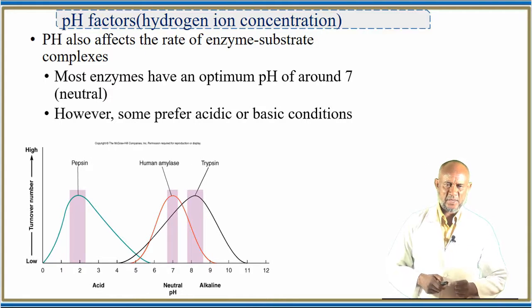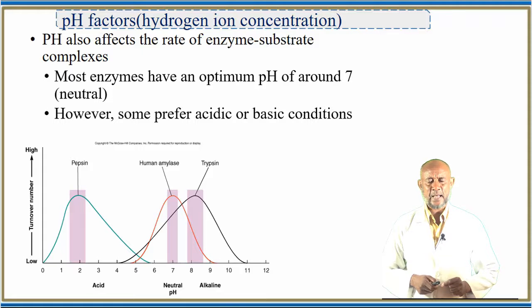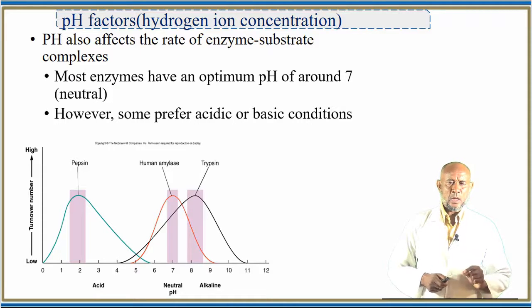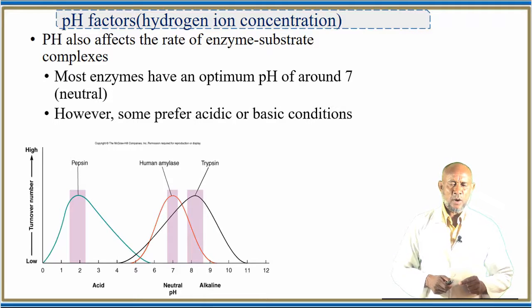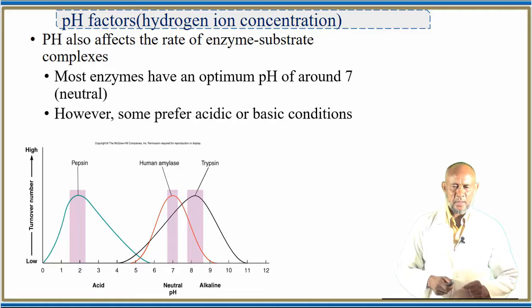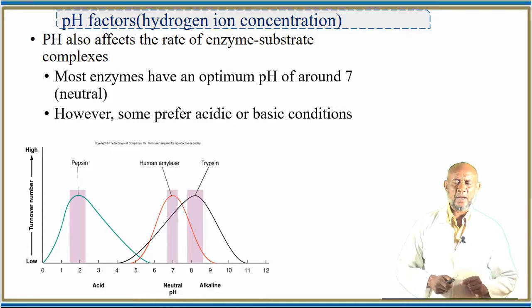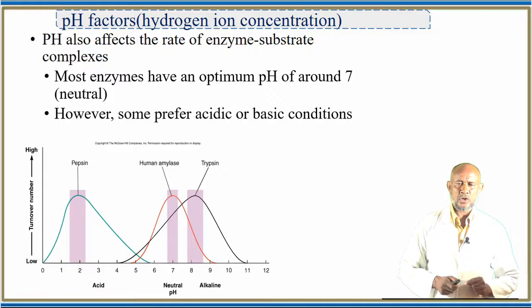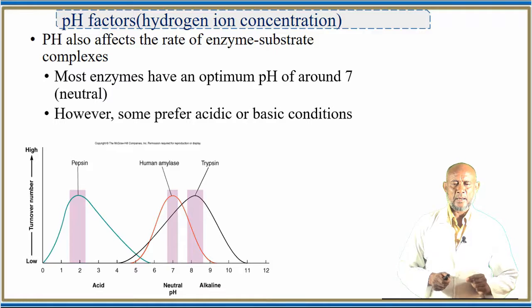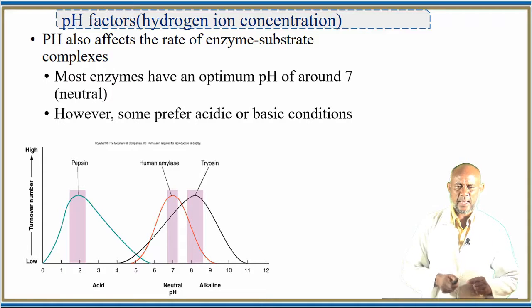If you look at this simple representation of some of the enzymes in our body, for example, pepsin works more effectively when the pH is between 1 and 3, almost acidic, okay? But if you look at the enzyme amylase, human amylase, it works between 6 and 9, okay? That is a neutral condition, just at 7.